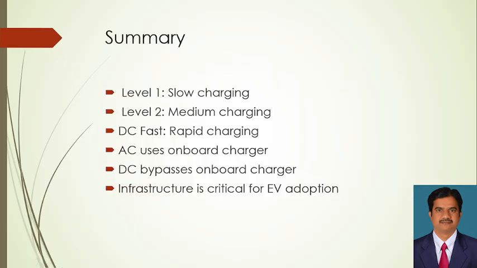To summarize, level 1 is the slow charging, level 2 is the medium charging, level 3 or DC fast is the rapid charging. AC uses level 1 and level 2, which use the onboard charger, whereas in fast charging it bypasses the onboard charger, so infrastructure is critical for EV adoption.